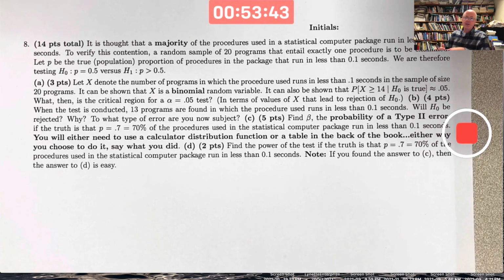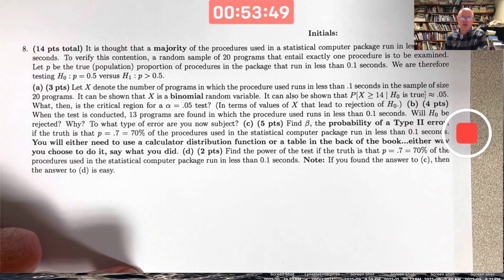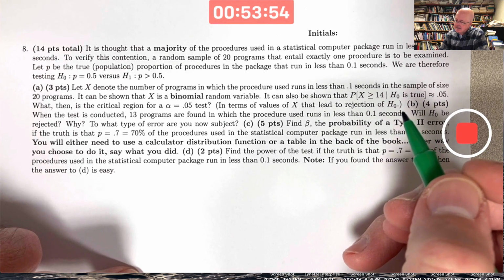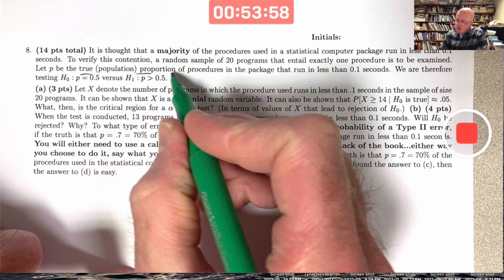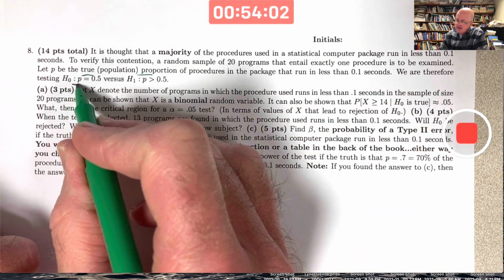All right, to the next problem. One of these long problems, but take it step by step. It's thought that a majority of procedures used in a statistical computer package run in less than 0.1 seconds. To verify this contention, a random sample of 20 programs is examined. Let P be the true population proportion of procedures that run in less than 0.1 seconds. We are therefore testing this.